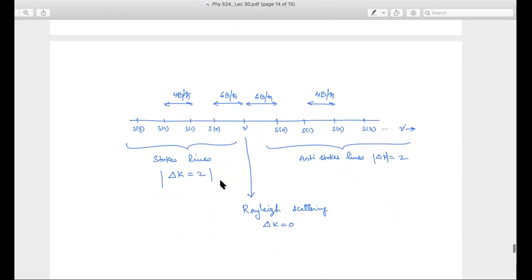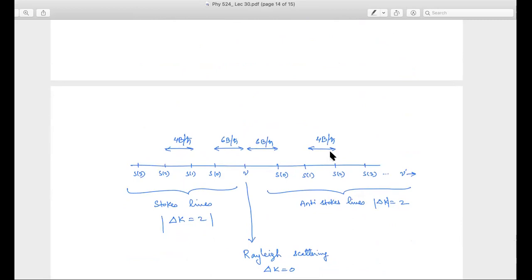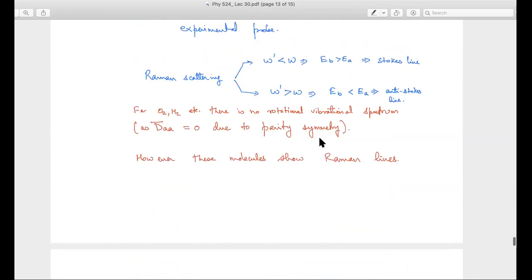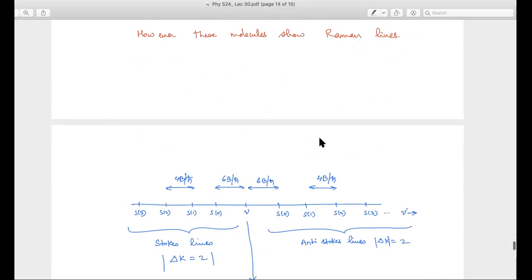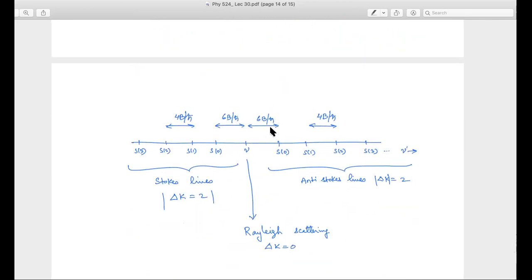In both the Stokes and anti-Stokes cases I have to have delta K equal to 2. The angular momentum has to change by 2. So for an angular momentum change of 2, if I calculate, the energy separation has to be 2 times the angular momentum change, which is 4B by h bar. And if you calculate on the positive side and the negative side, you will find that the first Stokes line and the first anti-Stokes line have to have a difference of 12B by h, basically. This I'll leave you to show explicitly.